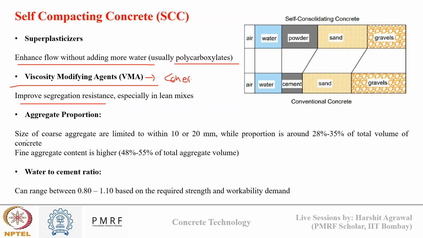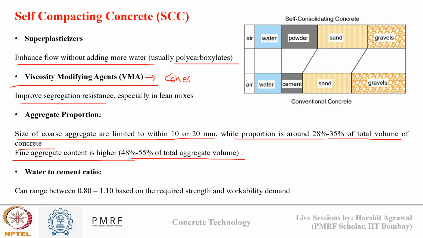Then aggregate proportion. The size of coarse aggregate here is limited, sometimes to within 10 mm, while the proportion is around 28 to 35% by volume of total aggregate. Decreasing the coarse aggregate helps make a cohesive and flowable mix, and the fine aggregate content is higher, like 40 to 55% of the total aggregate volume. And the water to cement ratio can range between 0.8 to 1.1 based on the required strength and workability demand. Generally it has a higher W/C ratio than conventional concrete. The reason is simple: we need to make the concrete highly flowable.